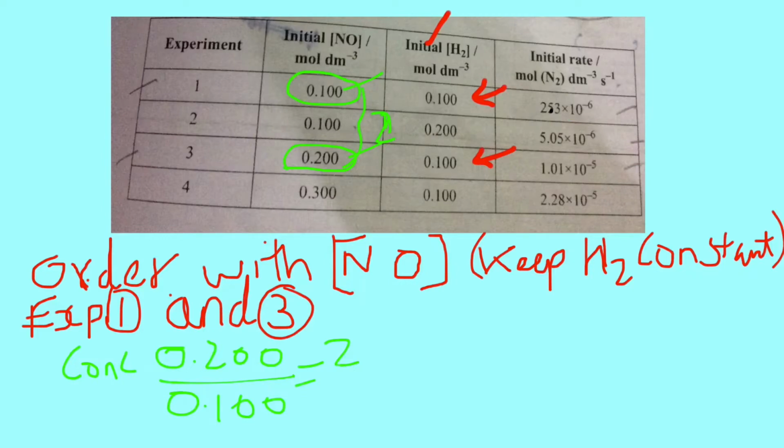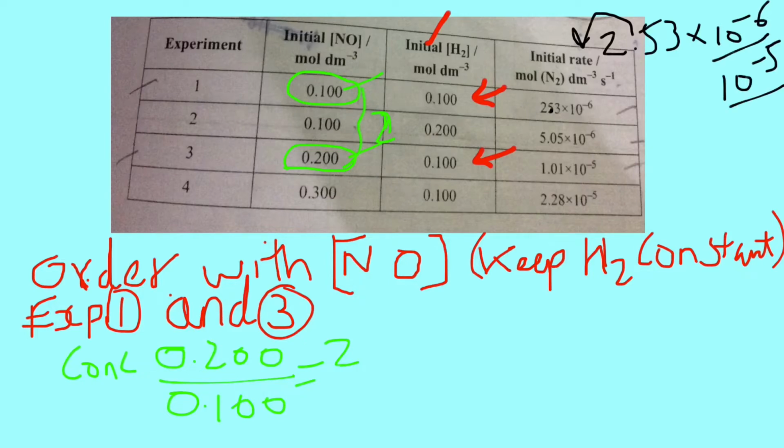So it is 2.53 into 10⁻⁶, and we want to make it 10⁻⁵. When we take the decimal to the left side, 10⁻⁶ becomes 10⁻⁵. So it will become 0.253 into 10⁻⁵. So this is the value we want, and we will consider this value.